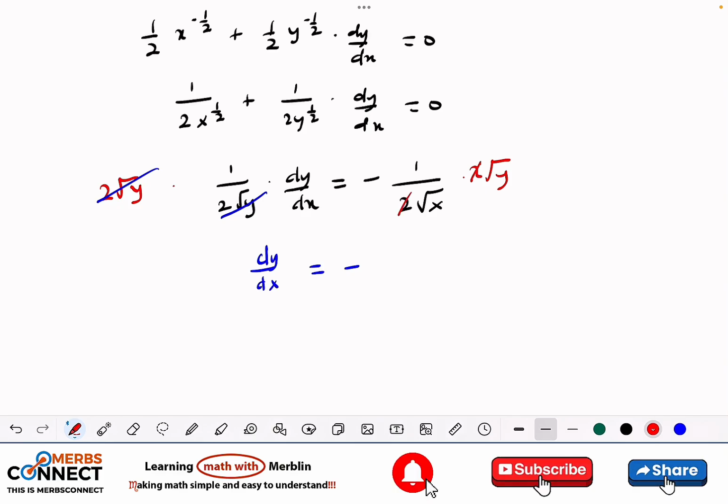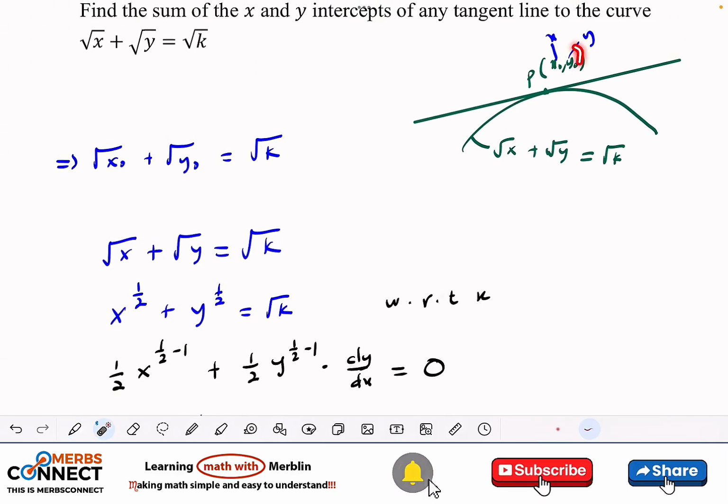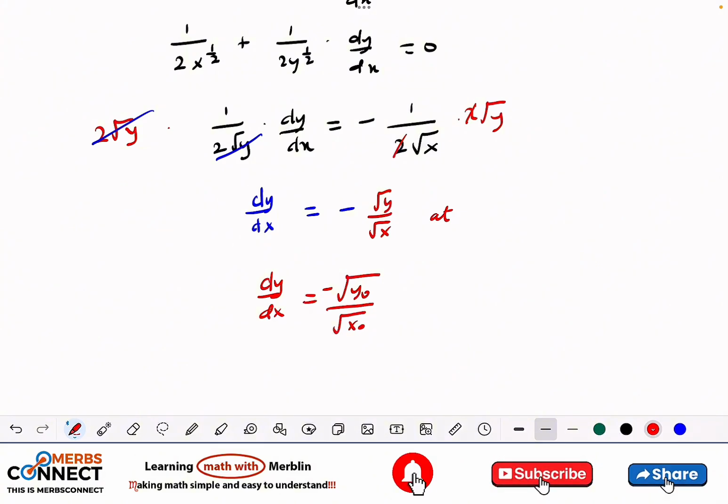2 will cancel the 2. So we are going to have root of y divided by root of x. So this is the slope, right? This is the slope. But we need to find the slope at the point. What is the point? The point was x naught and y naught. So x is x naught and y is y naught. So dy over dx is root of y naught divided by root of x naught.